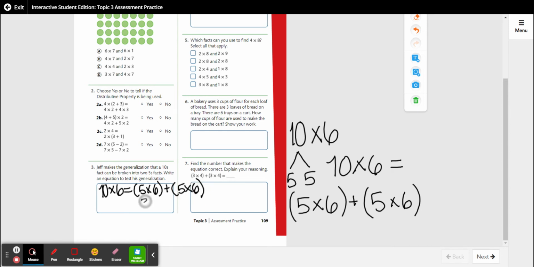And 5 times 6 is 30. And 5 times 6 is 30. And if I add 30 and 30, I come up with 60. So 30 plus 30 equals 60. Does 10 times 6 equal 60? Definitely. We know that, right? Because we know our tens facts, and we know that when you multiply 10 by any number, that digit goes into the ones place. So 10 times 6 is going to equal 60. So this right here proves that Jeff is correct.